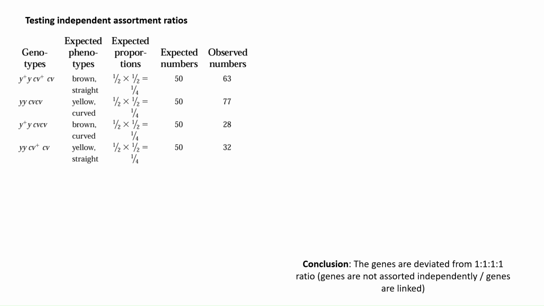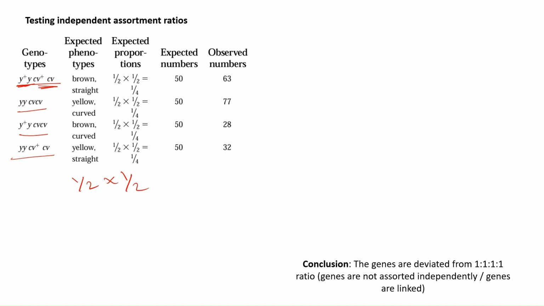Now next is we have to test for independent assortment ratio. Now in case of independent assortment, we work with two loci together. So these two, the parental genotype, these two, the hybrid or the recombinant genotype. Expected phenotypes are written here. Now expected proportion is, as we already calculated for YY, it is half. We already calculated individually for the wing locus, it is also half. Because it is independent assortment, we are taking two loci at a time.